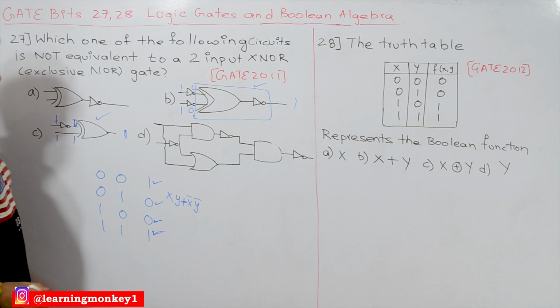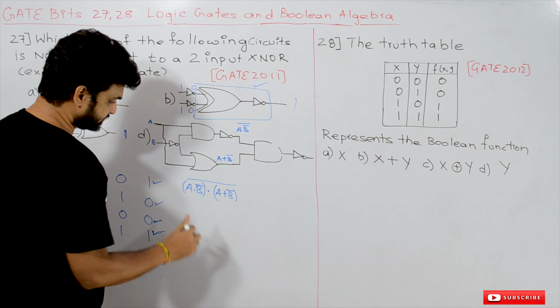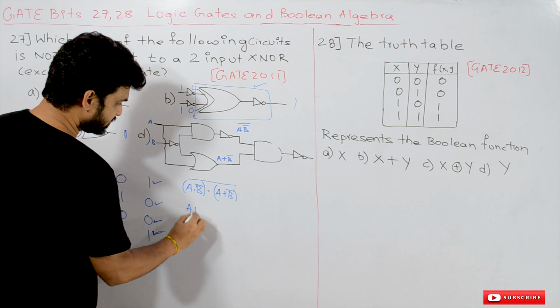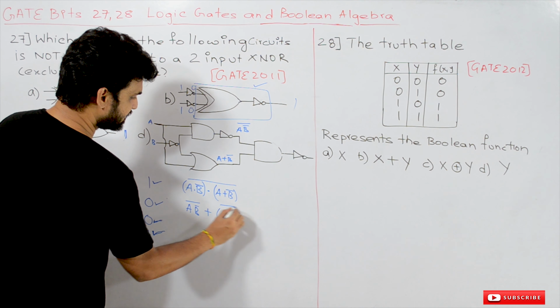Okay, now if we apply De Morgan's law, if you complement any expression and it is a product, the variables will be complemented, and OR will get converted to AND. So we consider these two expressions as a single variable. So later we will try to decompose it step by step. So it is going to be A B bar whole bar plus A plus B bar whole bar.